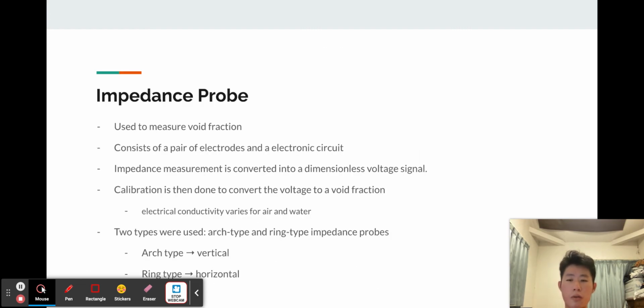So an important component of the experimental setups is the impedance probe, which is basically used to measure void fraction, and it consists of a pair of electrodes and electronic circuit. The impedance measurement taken from the impedance probe is converted into a dimensionless voltage signal, which is then calibrated to make it into a void fraction. Because the electrical conductivity changes for air and water, this impedance probe can be utilized to calculate void fraction. There are two main types that are used: arch type for vertical calculation, and ring type for horizontal calculation.